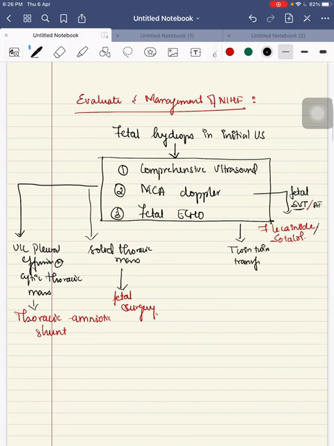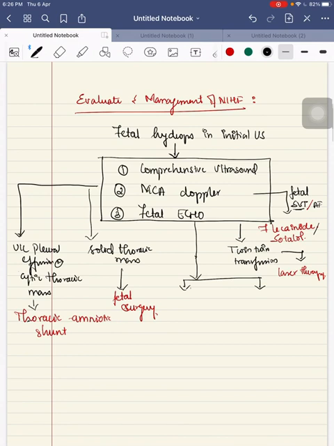Next, if it is a twin to twin transfusion, then you consider laser therapy, that is photocoagulation of the particular vessel.